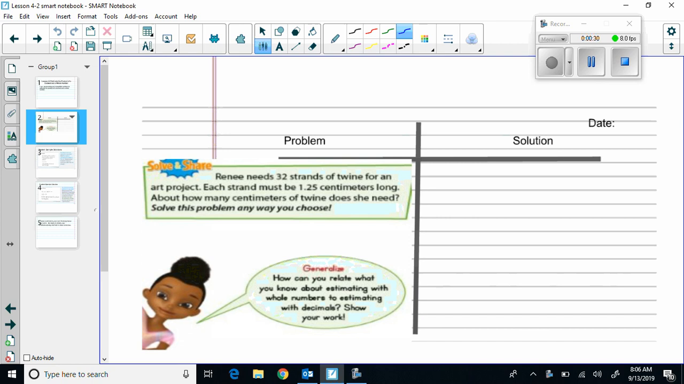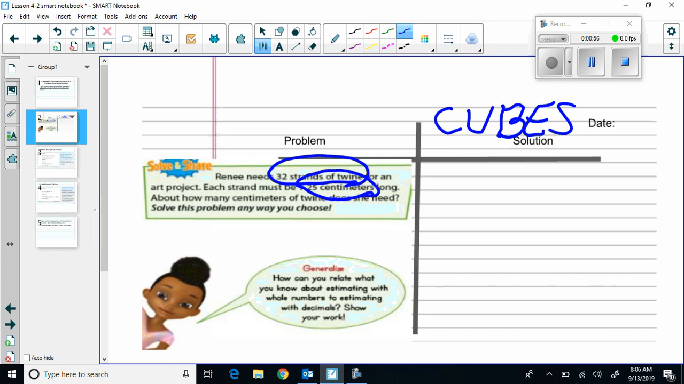There is no vocabulary, so today we're going to go immediately into our solve and share problem. And like we always do, we are going to use cubes to help us solve our story problem. It says Renee needs 32 strands of twine for an art project. Each strand must be 1 2,500 centimeters long. About how many centimeters of twine does she need? Solve this problem any way you choose.